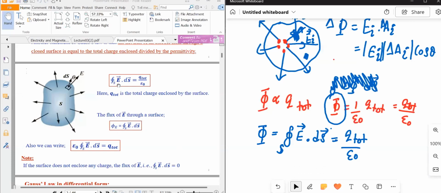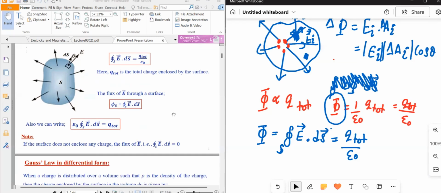So we can write in this way or in this way. So psi is equal to either this part or this part. And also we can write this Gauss law by taking epsilon naught into this side. So epsilon naught times surface integral of the electric field is equal to total enclosed charge.